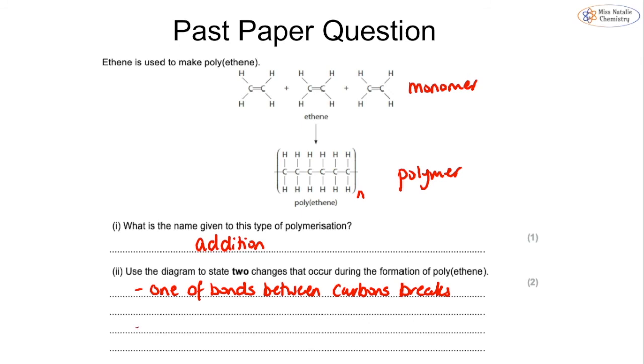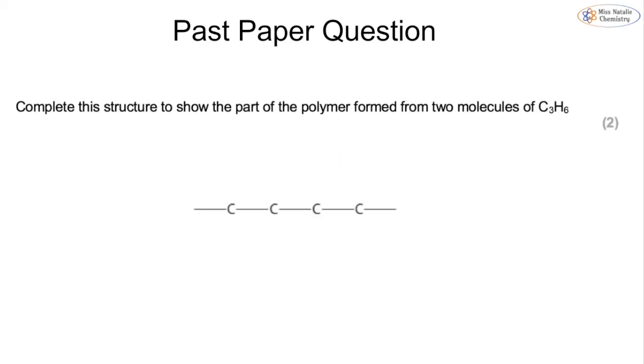And then what happens? Well, we have the ethene monomers joined together in a long chain. So we can see that's the main thing that happens. So we break this double bond and then they all join together. That's our second mark. Then we want to show the structure to show the part of the polymer formed when 2 molecules of C3H6 are formed.